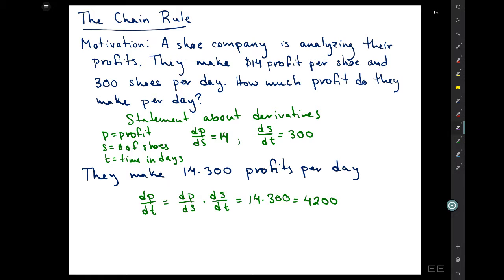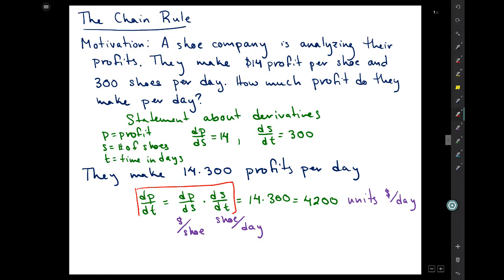And one nice thing that you can notice here is that our units are consistent across this entire problem. So the units of 4,200 is in dollars per day. And if we look at dP/dS, that is dollars per shoe, and dS/dT is shoes per day. So it looks as if our units all sort out across this whole equation. So this actually is the chain rule down here. dP/dT is dP/dS times dS/dT.